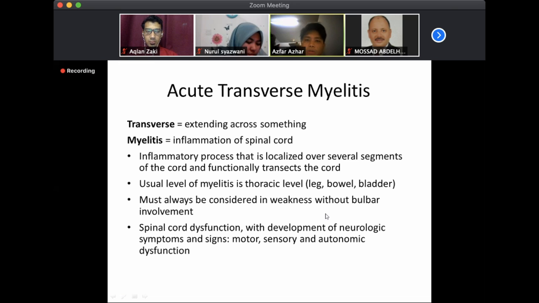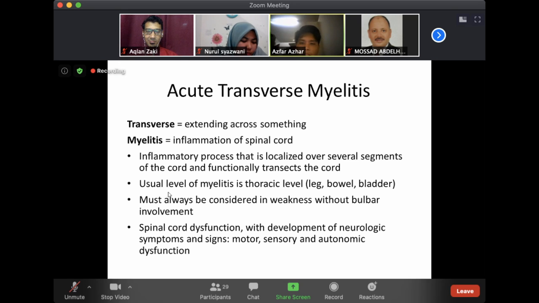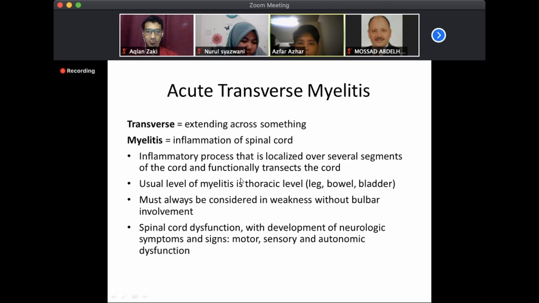Okay, so we go to the first disease that I would like to focus on, which is acute transverse myelitis. Based on the literal definition, transverse is extending across something, and myelitis is inflammation of the spinal cord. So acute transverse myelitis is an inflammatory process localized over several segments of the cord that functionally transects the cord. The usual level of myelitis is the thoracic level, so there is involvement of the legs, bowel, and bladder. We must always consider it in weakness without bulbar involvement. It also presents as spinal cord dysfunction with development of neurologic signs and symptoms: motor, sensory, and autonomic dysfunction.